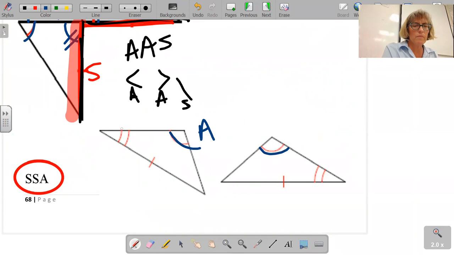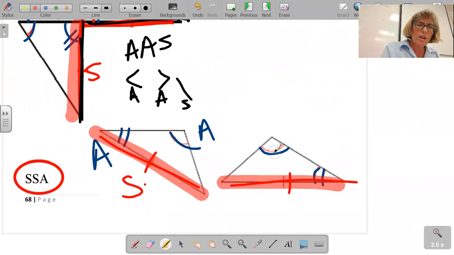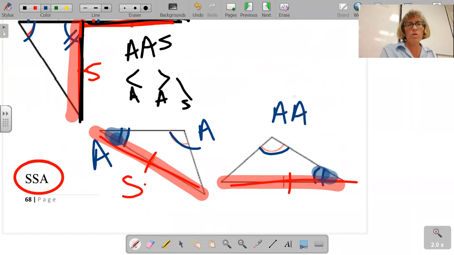Pair of angles, another pair of angles, side. Once again, this side is only touching one pair of angles. It's not physically touching the other. So that is why this is called angle, angle, side. So there's 4 shortcuts to congruency.